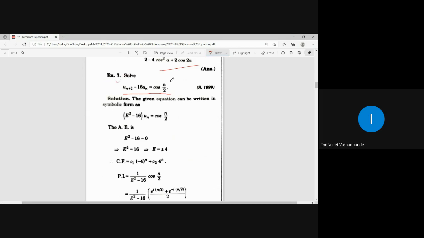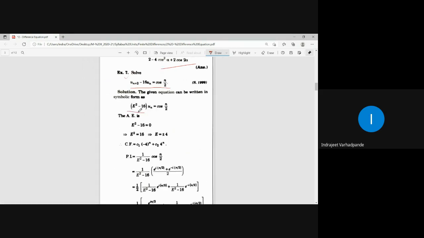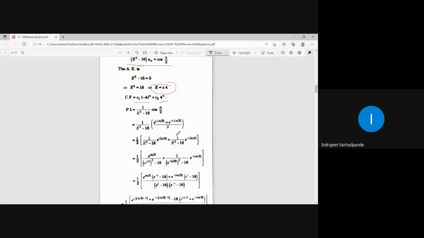The similar kind of example but in the fraction: un plus 2 minus 16 un is equal to cos n by 2. So given equation is written as E square minus 16 into un is equal to cos n by 2. Roots are real and unequal. CF is C1 into minus 4 to the power n plus C2 into 4 to the power n. PI is 1 upon E square minus 16 operated on cos n by 2.